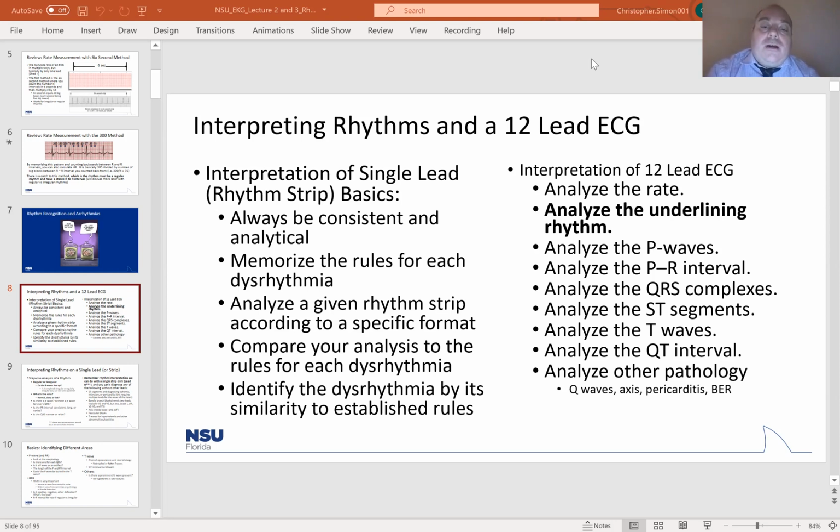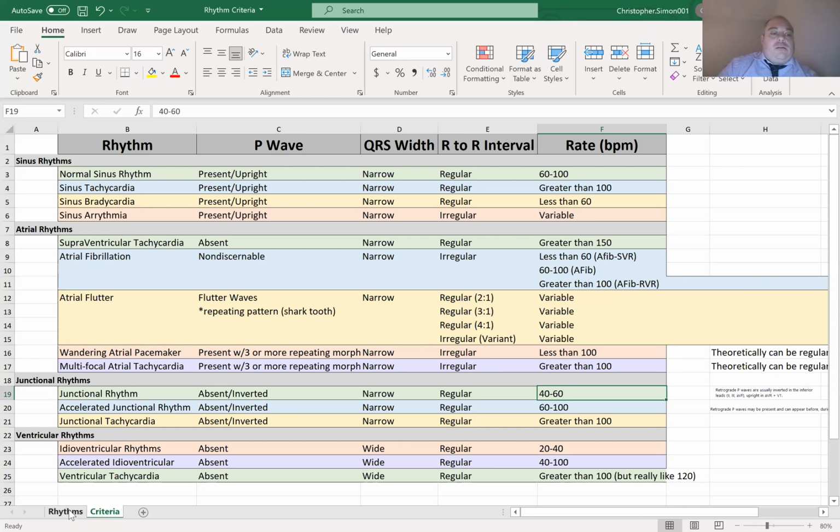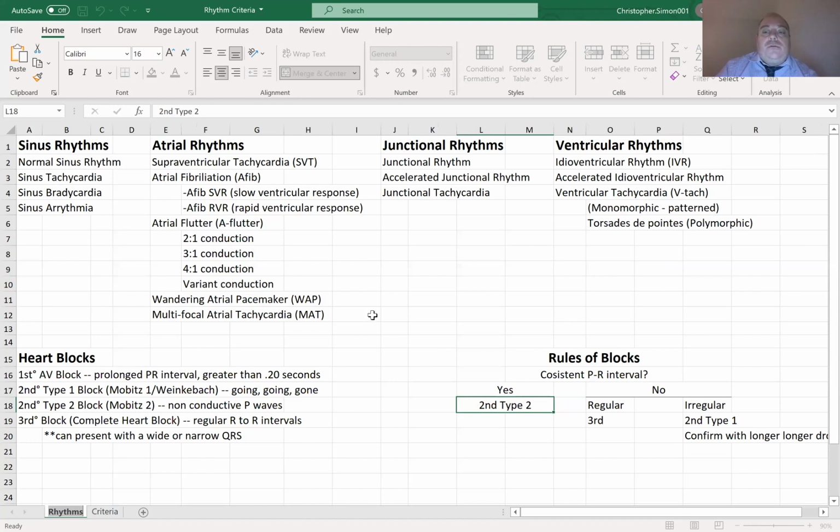Okay. Hopefully you guys have gotten the Excel spreadsheet that I made for you guys. All right, so let's go to the whiteboard here. Actually, let me just show you something real quick before we go to the whiteboard. Let's look at our criteria, and let's actually go to the rhythms here. Let me zoom out a little bit.